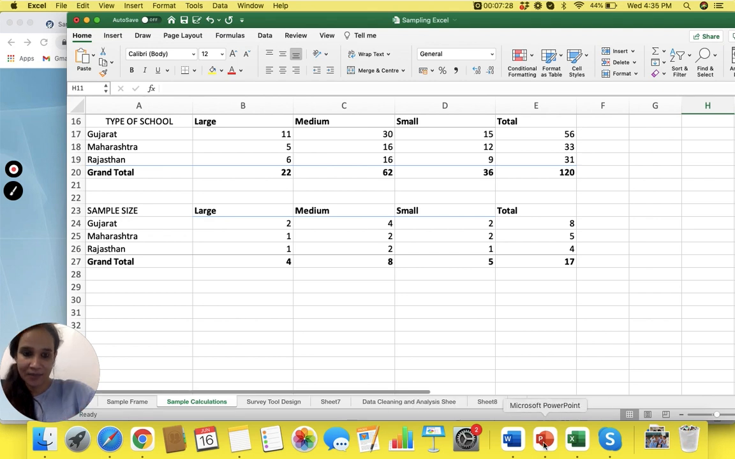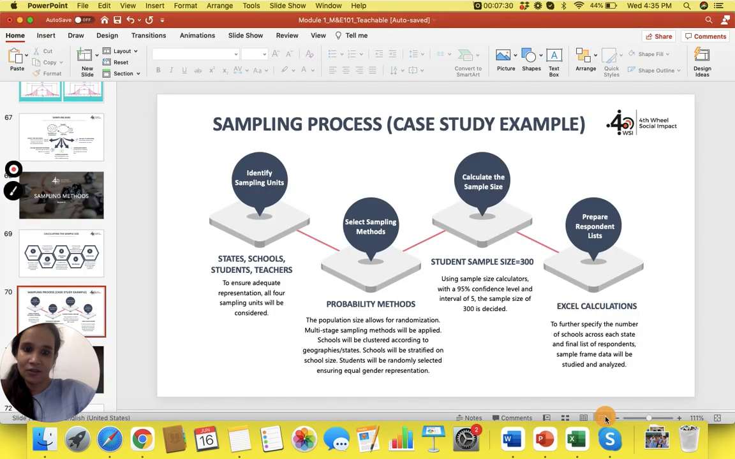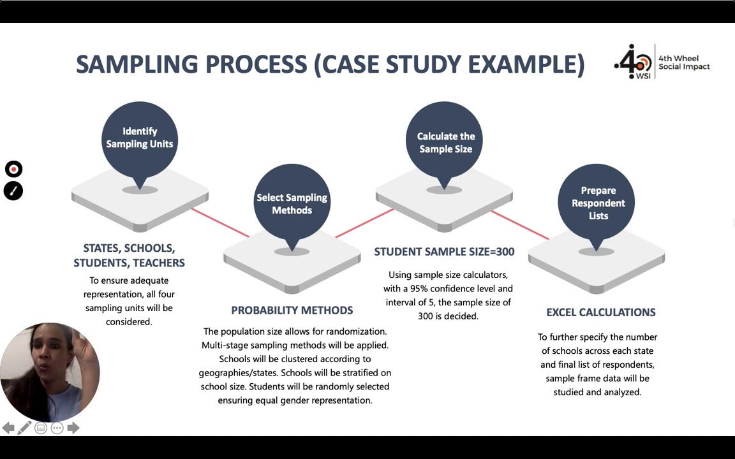So let's jump into the presentation once again. We have considered all sampling units. Like I mentioned, states, schools, students and teachers. We then said we will do a multi-stage sampling. So we'll cluster schools according to geographies and states. We'll then stratify schools on school size, and then we will randomly select students to ensure gender representation. In this Excel sheet, we haven't looked at gender, but we will deep dive and start looking at male, female, all of that.